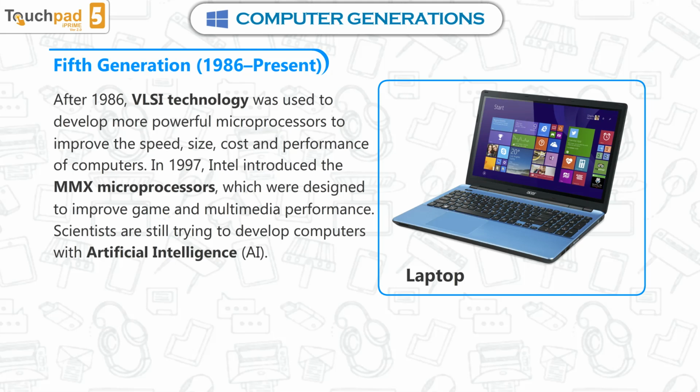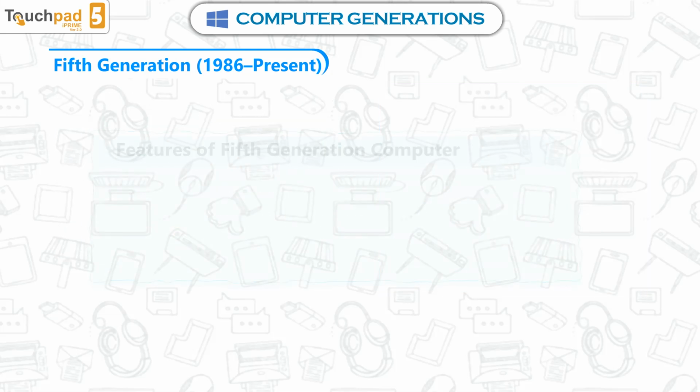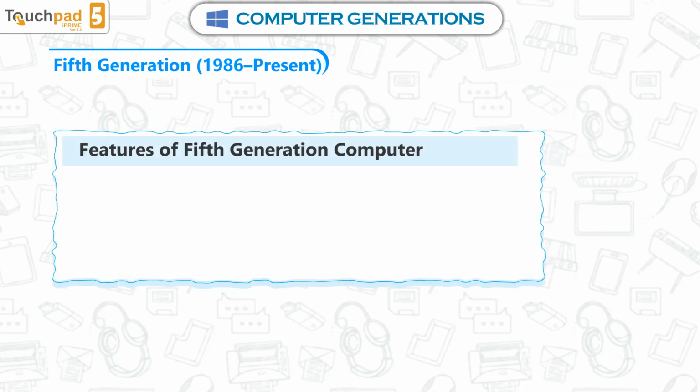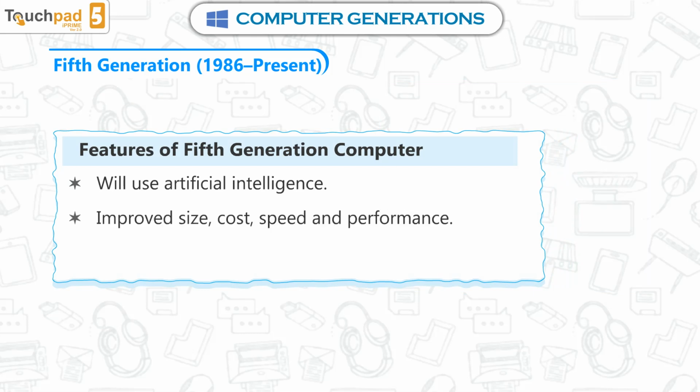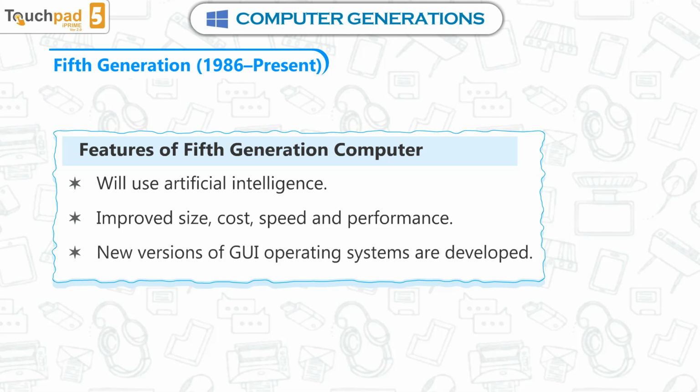Scientists are still trying to develop computers with artificial intelligence, AI. Features of fifth generation computer: will use artificial intelligence, improved size, cost, speed, and performance. New versions of GUI operating systems are developed.